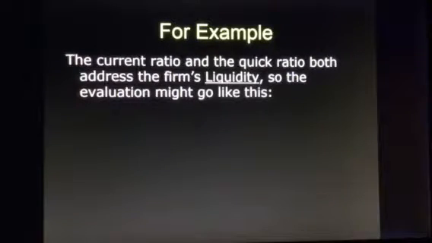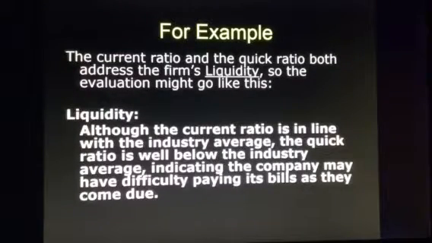So for liquidity, for instance, liquidity ratios in this example, there were only 2 of them, the current ratio and the quick ratio. Liquidity, hopefully you'll recall from the notes, concerns the company's ability to pay its bills on time. And so here's how we might use those ratios to compose an evaluation of Deluxe's liquidity. Although the current ratio is in line with the industry average, the quick ratio is well below the industry average, indicating the company may have difficulty paying its bills as they come due.